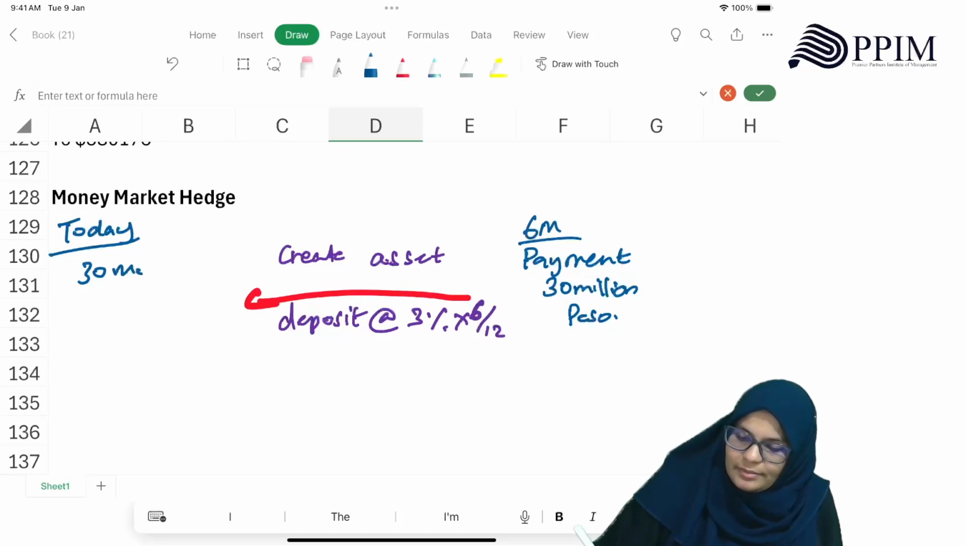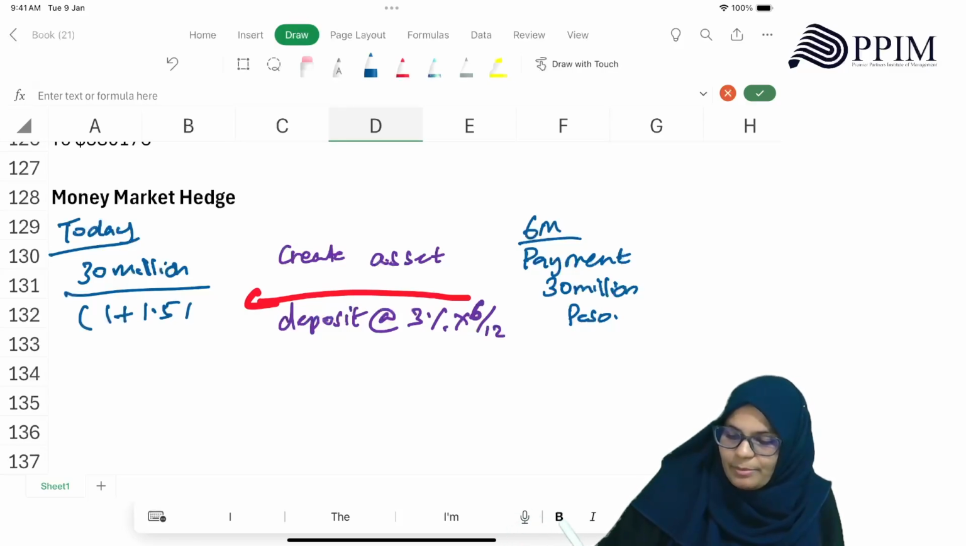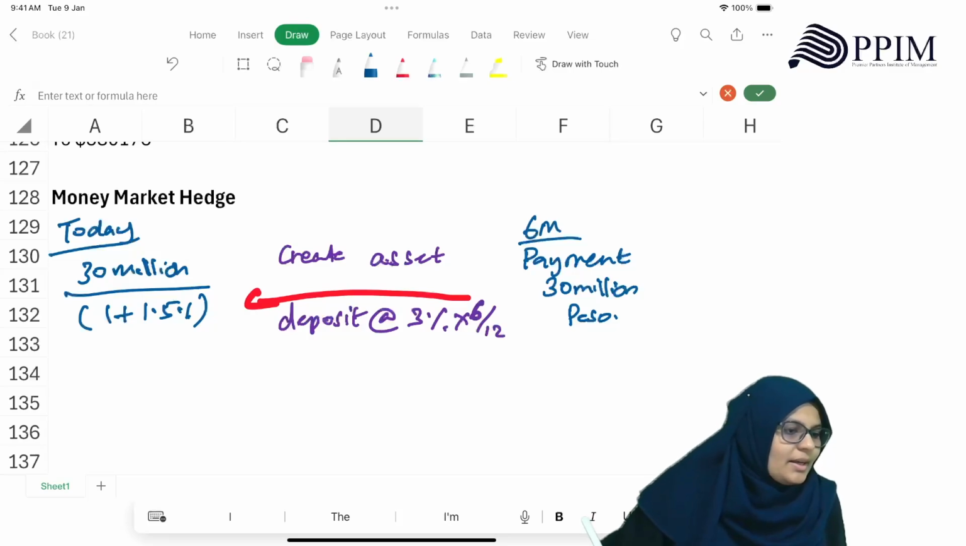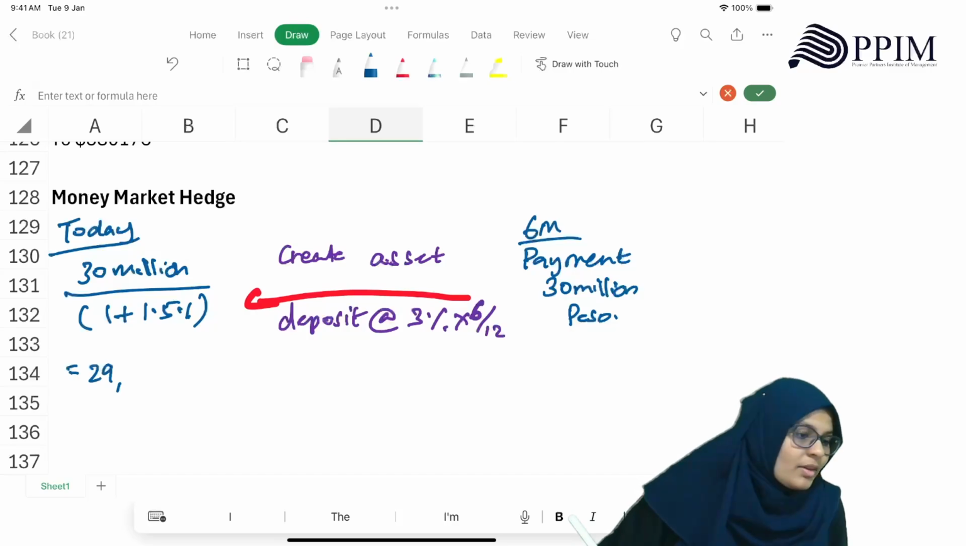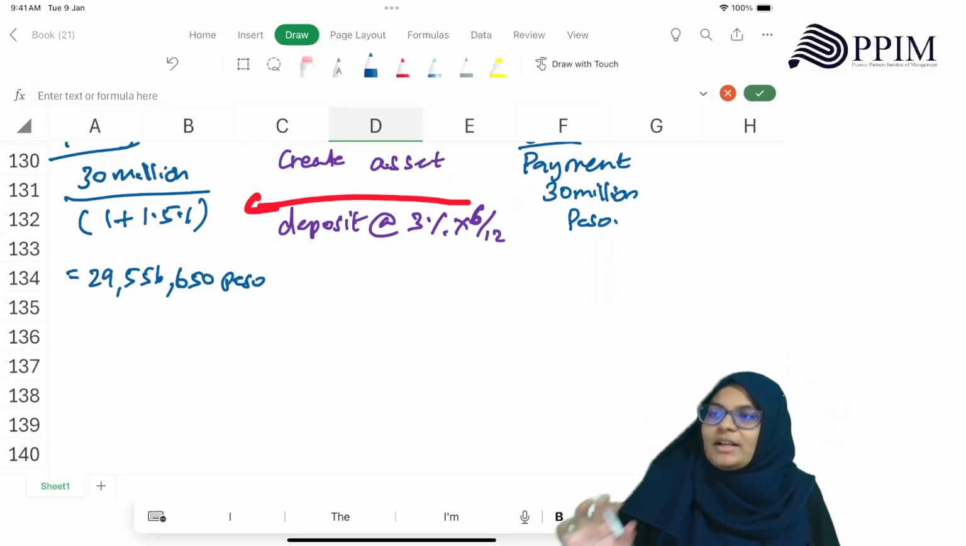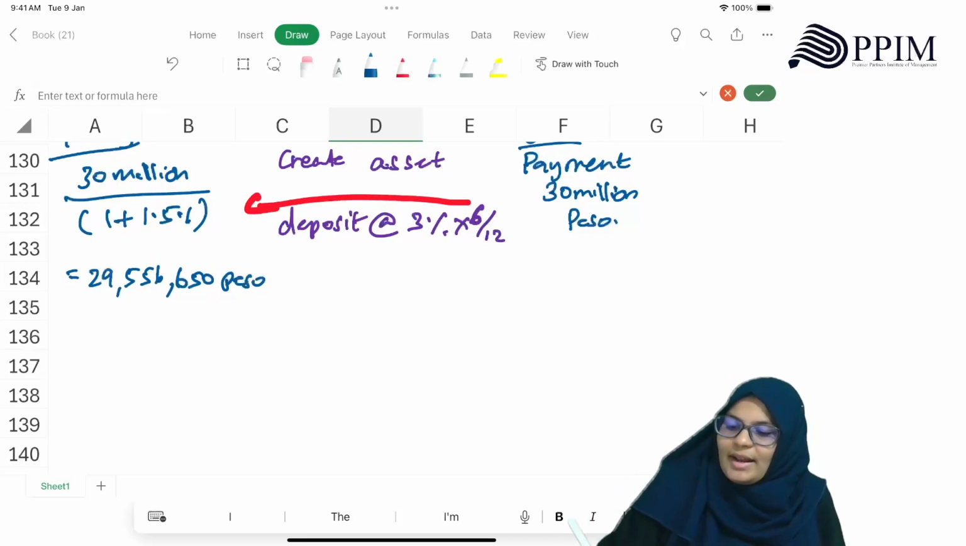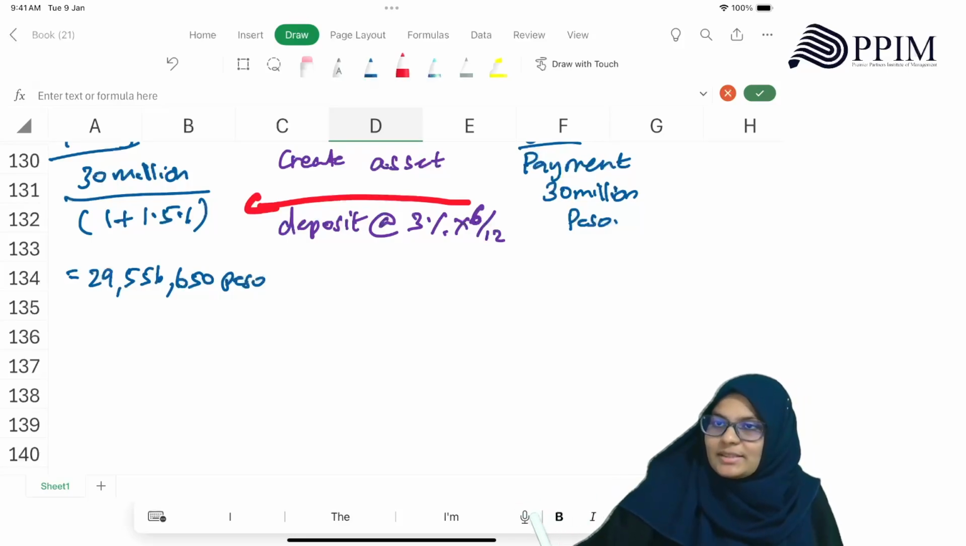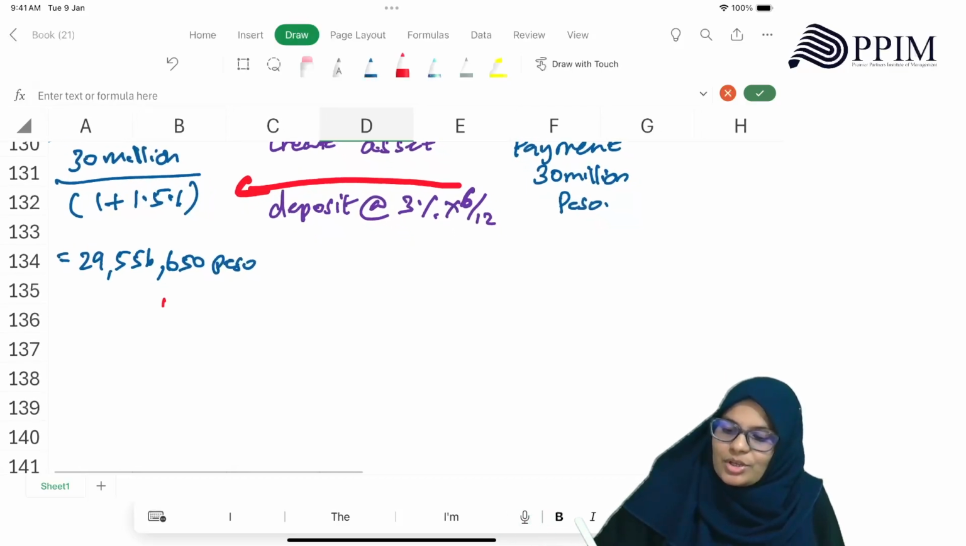So 30 million divided by 1 plus 3% into 6/12, which will be 1.5%. So I will end up depositing 29,556,650 pesos. Okay, that's how much I will deposit. But again, I am a US based company. I can't deal with pesos. So what I will do is convert this at the spot rate.